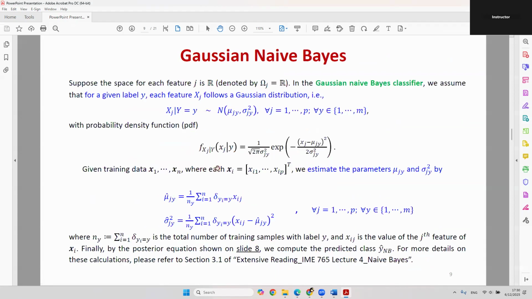First of all, assume everybody knows what a Gaussian function is, which is a normal distribution, okay? And in the Gaussian naive Bayes, when will we apply it? When the feature space for each feature j is R, which is the real numbers. So in the Gaussian naive Bayes classifier, we assume that each feature follows the Gaussian distribution. And here's the PDF of the Gaussian distribution. No worry, you don't have to memorize it, as long as you remember what a Gaussian distribution is.